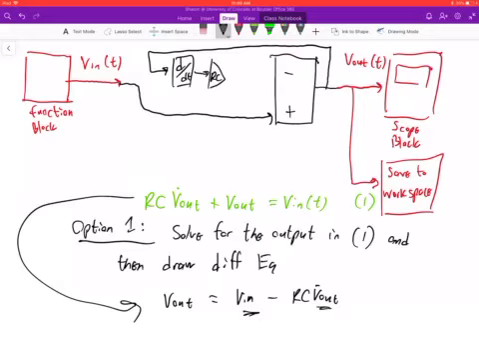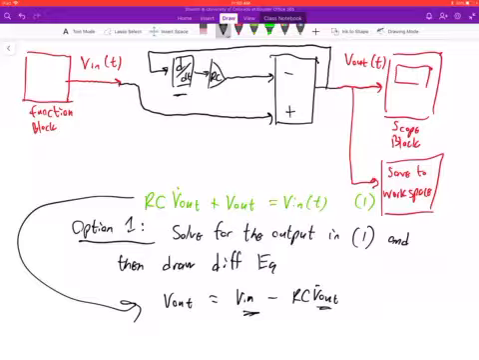You can also use a product block. There's 2 different ways, but I like the gain block, which I already should have shown you. And then we're done. That's it. That's option 1. Draw the differential equation by solving for V out and then really using derivatives.